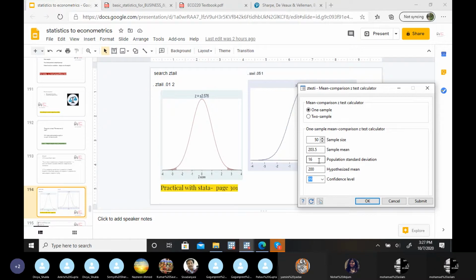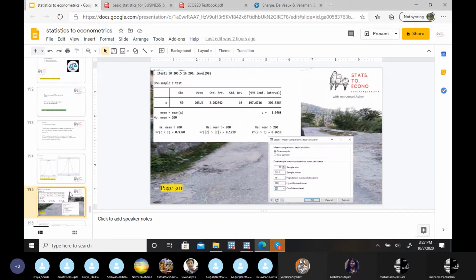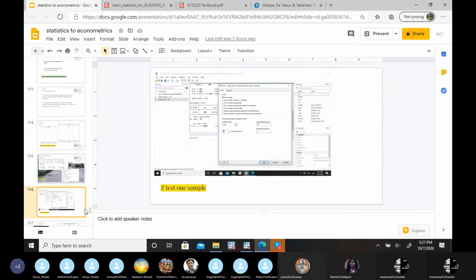I'll show you today. For a large sample size, the t critical value and distribution are the same as the z-test distribution, so in that case it won't differ. But if it's a small sample size, then you have to take care about that. So I hope this one-sample z-test is clear. Then we will do the same with the t-test. And this is done.